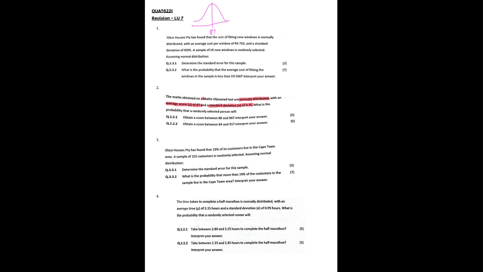What is the probability that a randomly selected person will? What's important here is that they said a randomly selected person, meaning that n is equal to 1. Then they asked what's the probability that that randomly selected person will obtain a score between 88 and 90, and interpret your answer. So here, the first thing you're going to do is continue with this bell-shaped curve. You're going to have 2 values here because they said between 88 and 90. You're going to plot both 88 and 90.